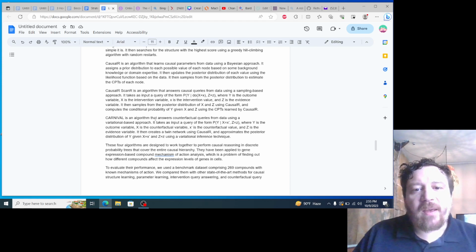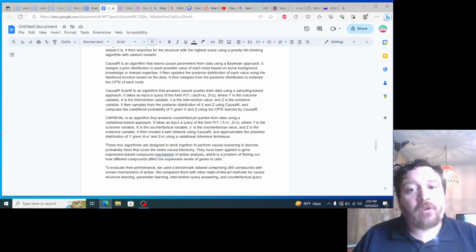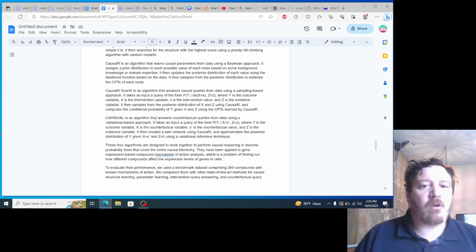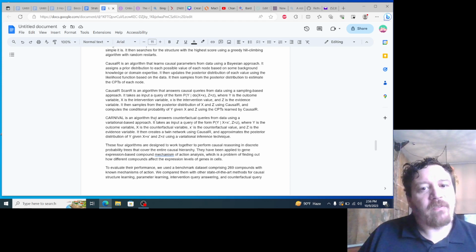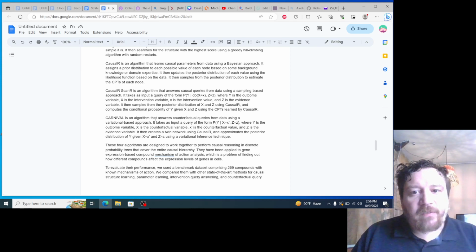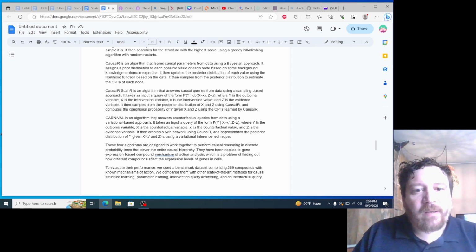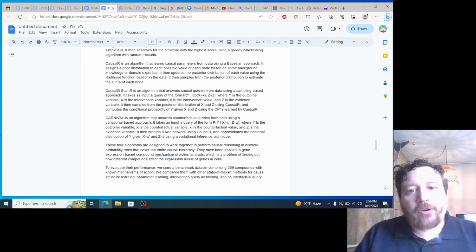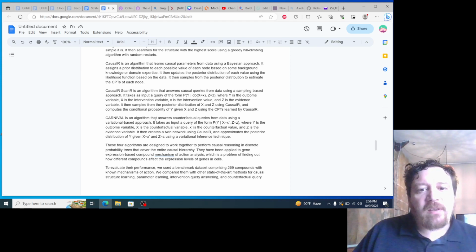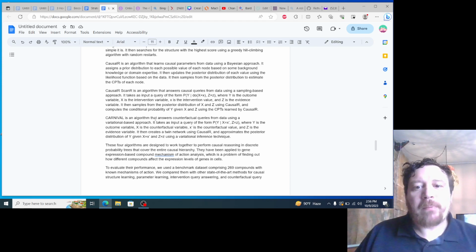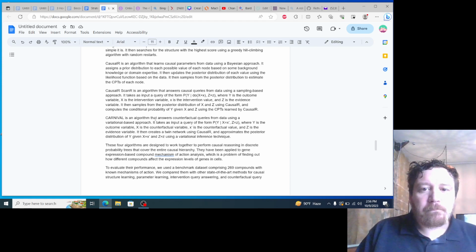Causal R scan R is an algorithm that answers causal queries from data using a sampling-based approach. It takes as input a query of the form of a mathematical equation where Y is the outcome variable, little x is the intervention variable, and big Z is the evidence variable. It then samples from the posterior distribution of big X and big Z using Causal R and computes the conditional probability of big Y given big X and big Z using the CPTs learned by Causal R.